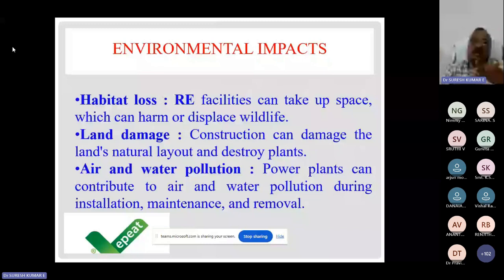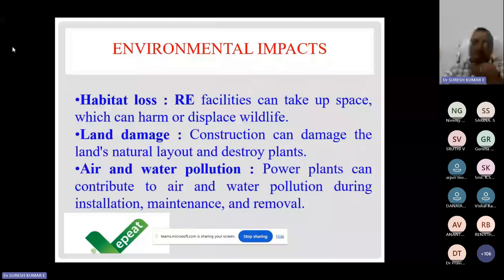Second, land damage, that is re-engineering of land. Such constructions, buildings, these renewable energy plants, wind turbines, and related roads can damage the land's natural layout and destroy plants. So it's another environmental impact. Then naturally, air and water pollution is a major issue. Power plants can contribute to air and water pollution during their installation, maintenance, and decommissioning also.